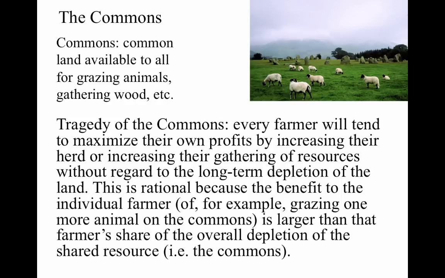But if we made all that land available to everybody, so it's so-called government owned, then people are going to be less likely to be concerned about overgrazing. They're more worried about not getting their fair share. So the words here say every farmer will tend to maximize their own profits by increasing their herd or increasing their gathering of resources without regard to the long-term depletion of the land. This is if farmers are using common land. This is rational because the benefit to the individual farmer of, for example, grazing one more animal in the commons is larger than that farmer's share of the overall depletion of the shared resource, which is the commons.